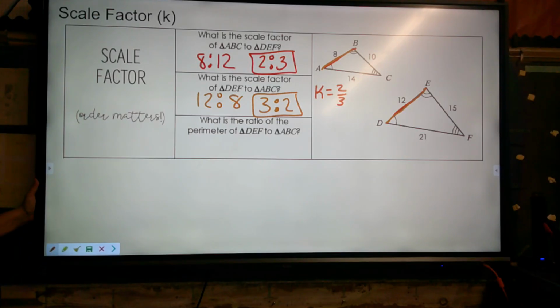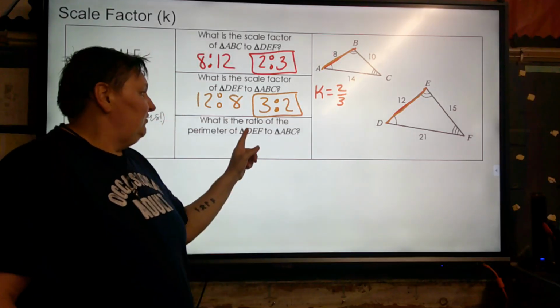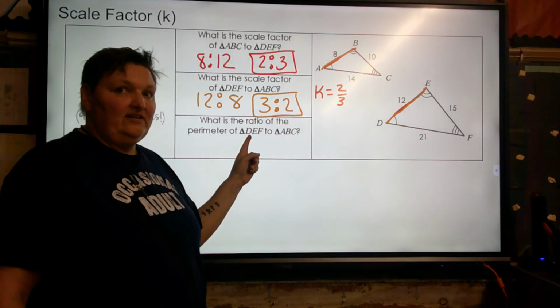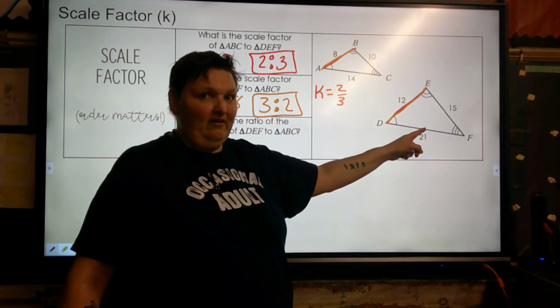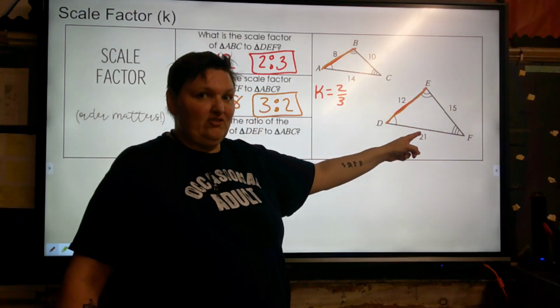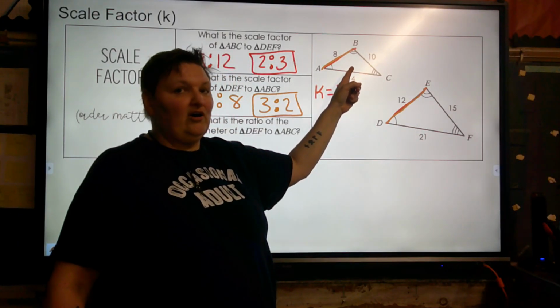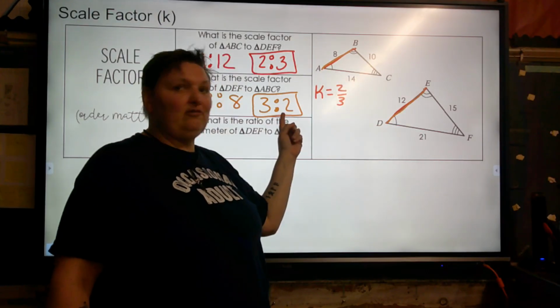What is the ratio of the perimeter? You have to ask yourself, which triangle is it asking you to start with? It's asking you to compare the perimeter of this triangle to this triangle. We already know the ratio. It's the scale factor.